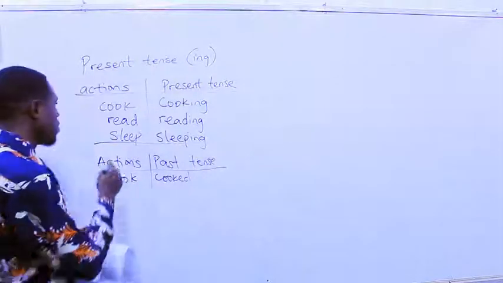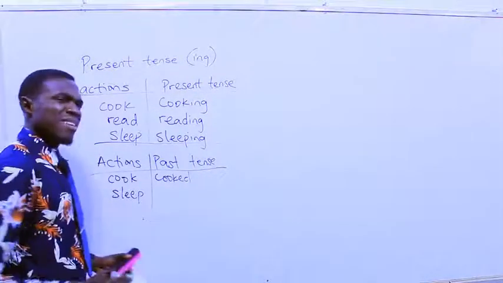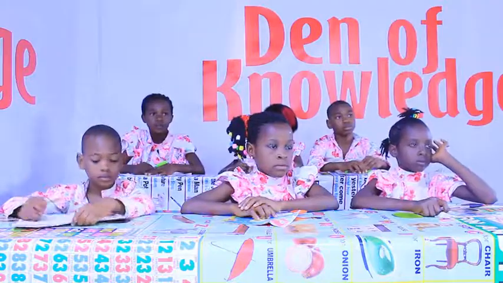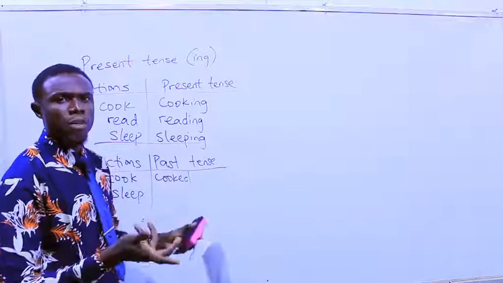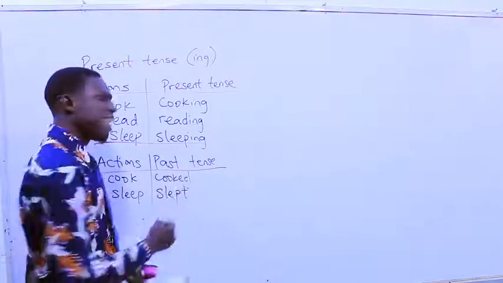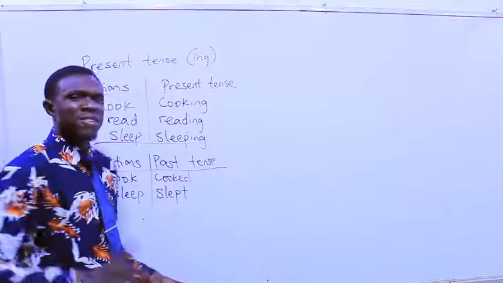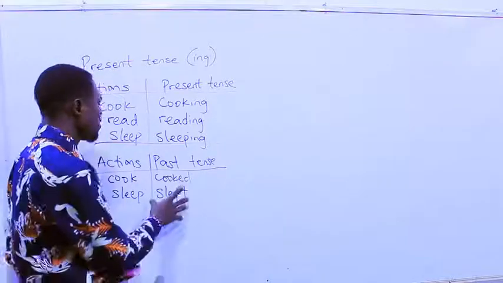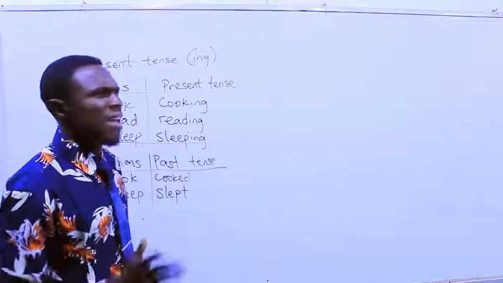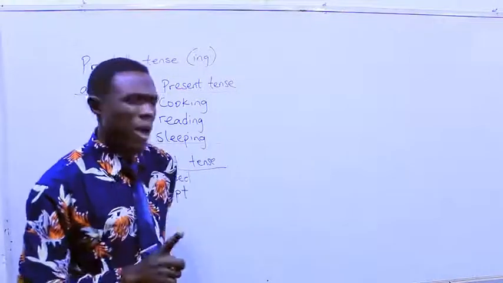I have another one. Sleep. Of course, you know that sleep is an irregular verb. You change the word to form the past tense. This is what? Slept. By writing or using slept in your sentence, you already change sleep to what? Past tense. So I say, I slept well yesterday night.